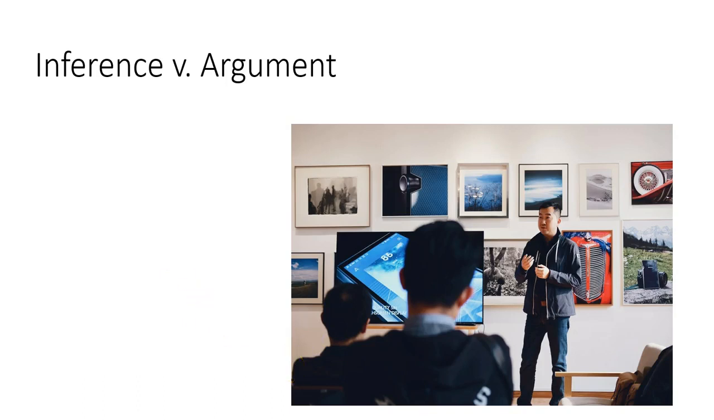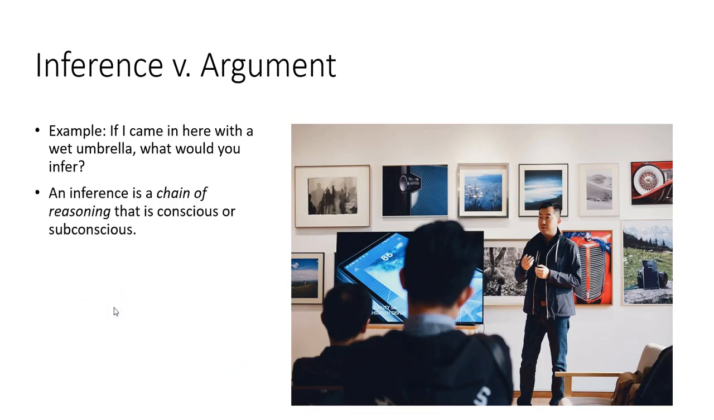Sometimes it's good to start with the difference between an inference and an argument. So if I walked into a room with a wet umbrella, what would you infer? I'm shaking off my umbrella, I'm closing it up. What would you infer from that? Probably that it was raining outside, right? So you would have an immediate inference.